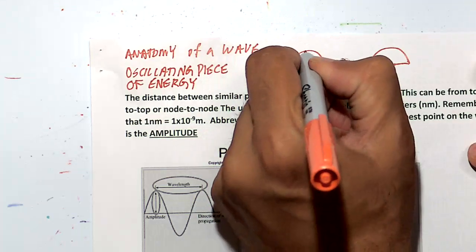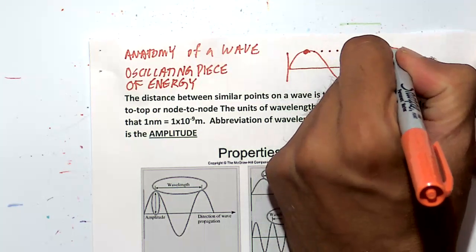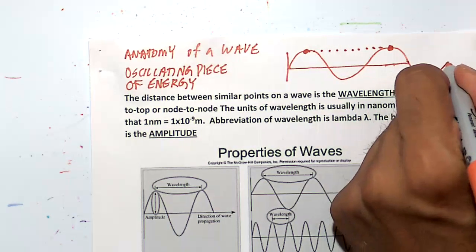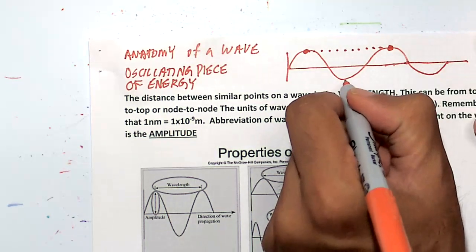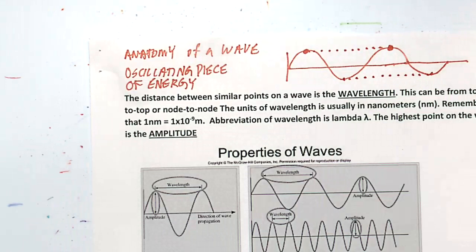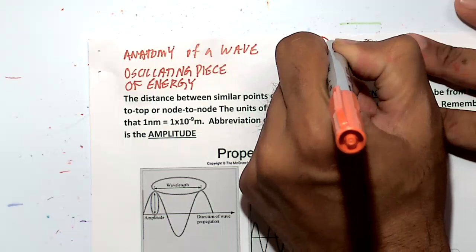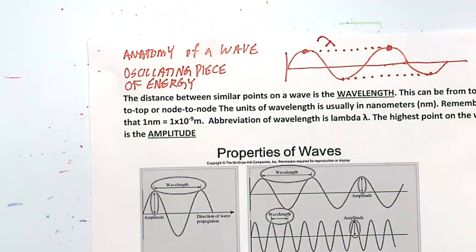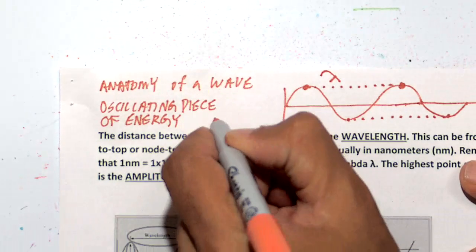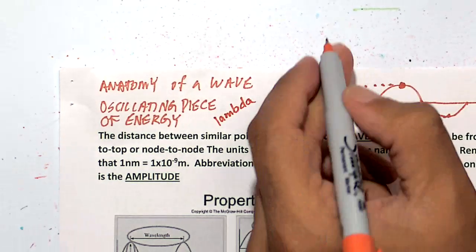If I were to take the top part of the wave, the peak, and go to the next peak, or trough to trough, low point to low point, high point to the next high point, low point to the next low point, I'm talking about wavelength. Wavelength has this Greek letter lambda. This is called lambda. And that's wavelength.